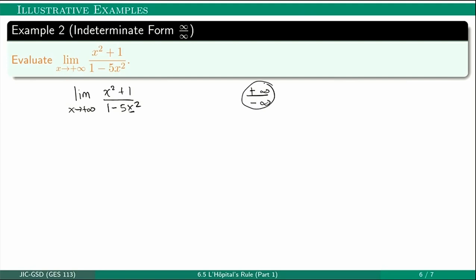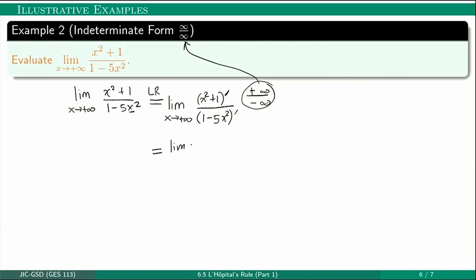But don't worry, this is still an indeterminate form, infinity over infinity, because as I mentioned earlier, infinity here can either be a positive infinity or a negative infinity. So L'Hopital's rule says that all we have to do is to take the derivative of our numerator, and then we will also take the derivative of the denominator, and after individually taking their derivatives, we take the limit as x approaches positive infinity.